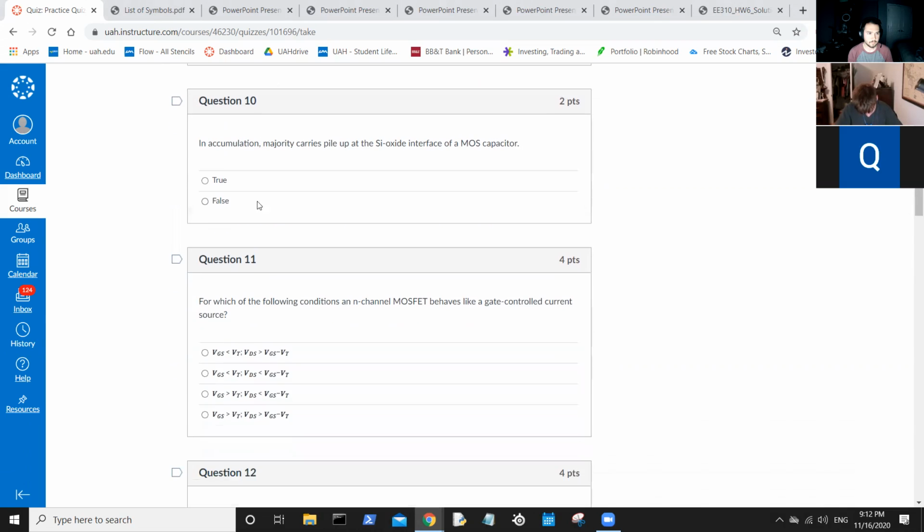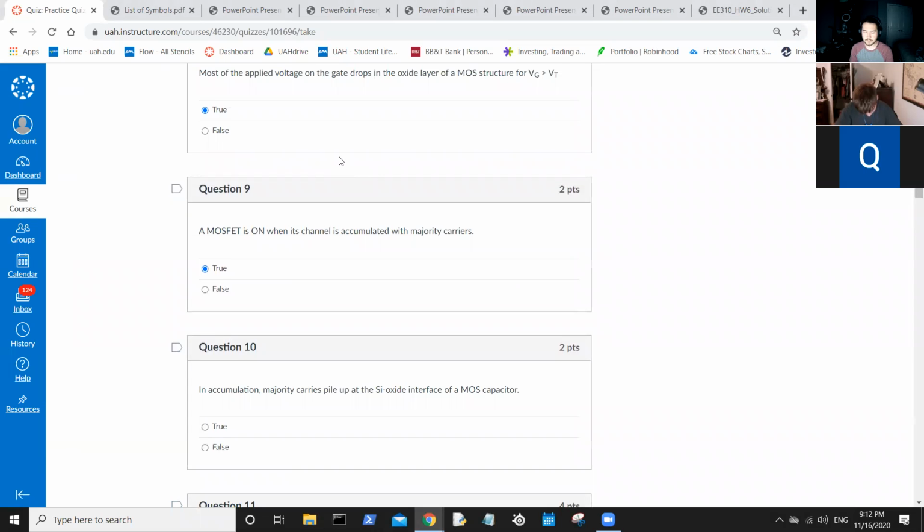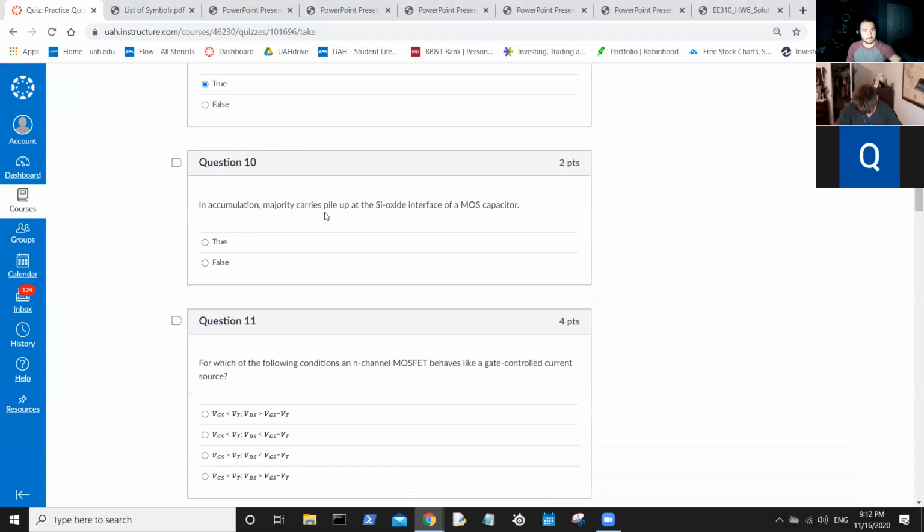True. Since it's one that's potentially in contention, I'm going to keep a running list of the ones that are iffy for us. Because remember, even my best one, I only got a 92. I'm not perfect.